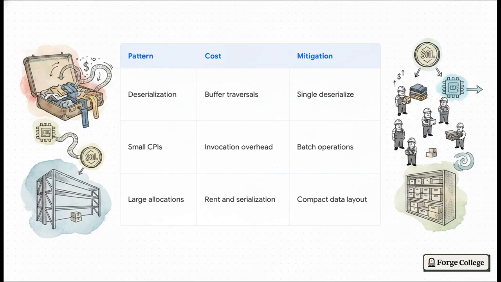Next on the list, multiple small CPIs, or cross-program invocations. Each CPI has invocation overhead. It's kind of like calling an expensive contractor out to your house 5 separate times to fix 5 different tiles. Just batch them into a single job, right? Lastly, large account allocations. On Solana, you literally pay rent for space. So if you reserve a massive empty warehouse for just a couple of boxes, you're wasting valuable resources. You really need to compact your data layouts and offload any infrequently used fields.